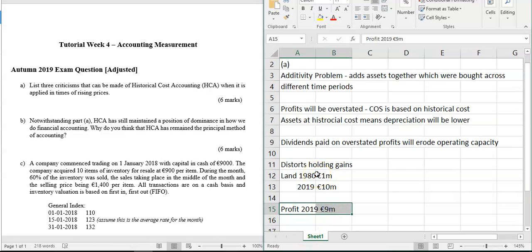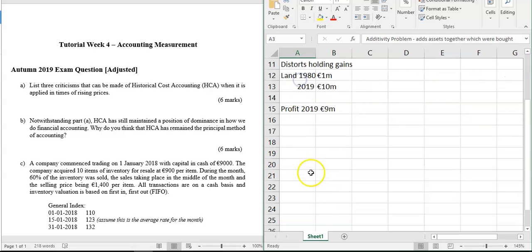and no attribution to the movement in the holding gains over the period 1980 to 2019. So it is a limitation in how historical cost accounting works. That's our first point. We had 4 there, you only needed 3.